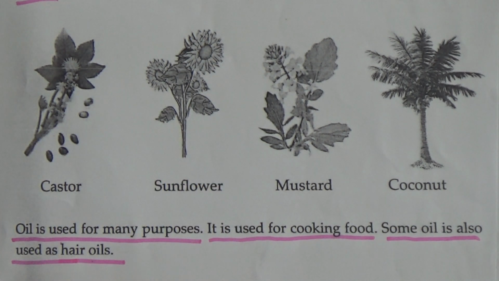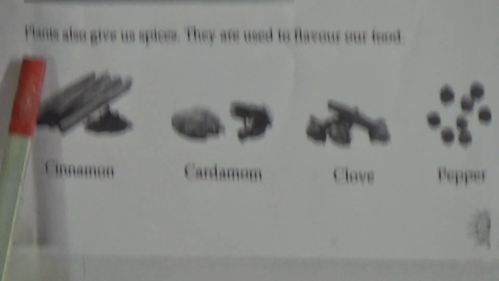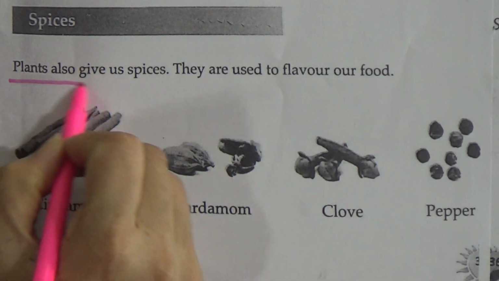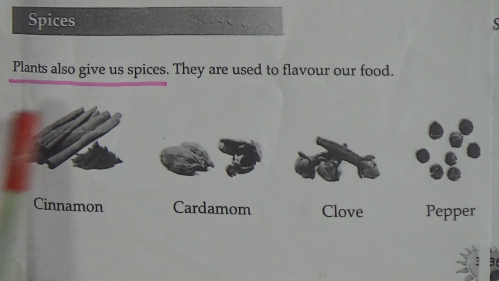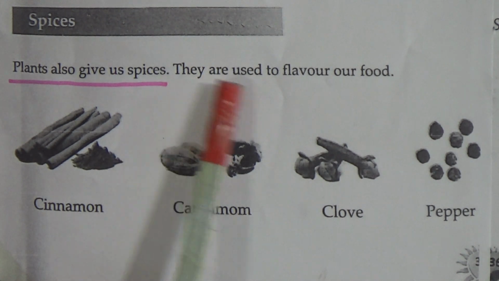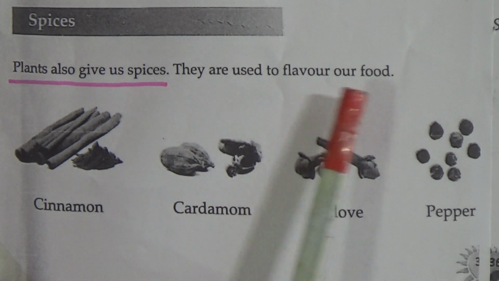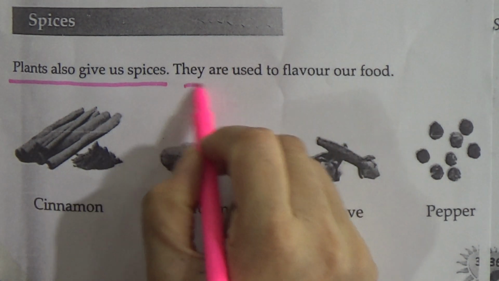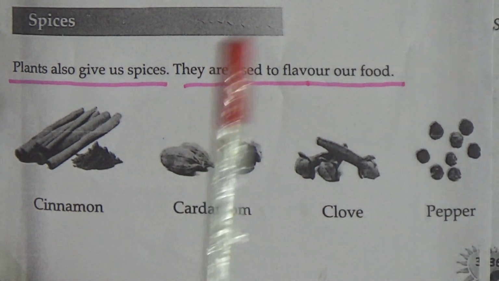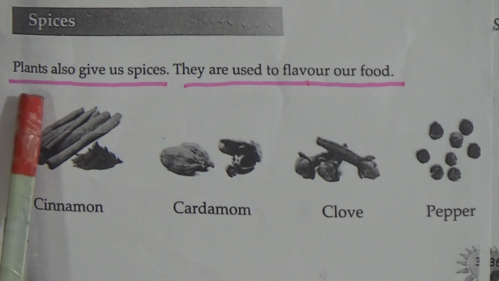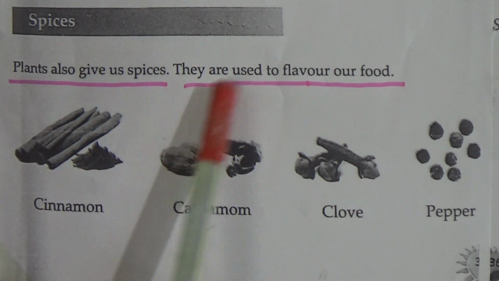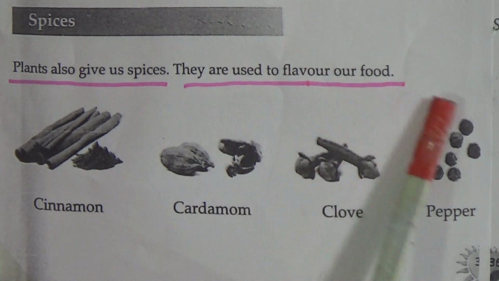Okay, now spices. Plants also give us spices. My dear students, underline also this line. Plants also give us spices. They are used to flavor our food. My dear students, I am repeating. Spices. Plants give us spices and spices are used to flavor our food.